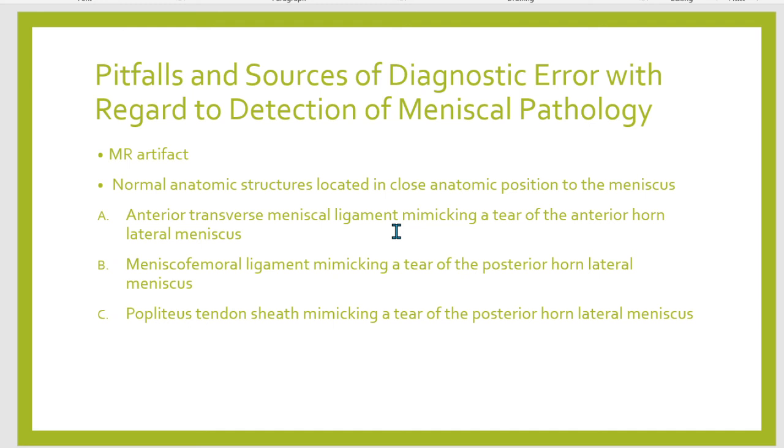A pitfall of MRI with regard to detection of meniscal pathology is MRI artifact. Usually, this is because the knee moves. Normal anatomical structures near the area you are evaluating can mimic pathology. Sometimes there is no injury, but it appears so because it is near, for example, the posterior cruciate, the popliteus, or sometimes the meniscus. So watch out if it is near a normal structure.